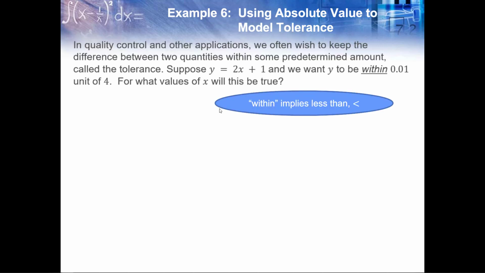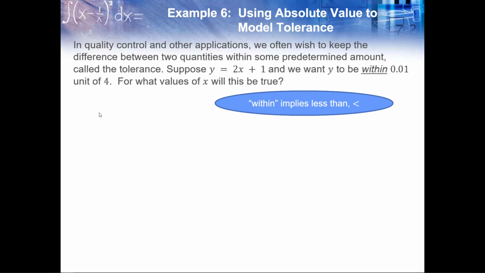Okay, so this right here is an application which you will encounter in your homework. In quality control and other applications, we wish to keep the difference between two quantities within some predetermined amount. We call this the tolerance. We do this all the time in engineering drawings and whatnot. So suppose that we have this relationship, y is equal to 2x plus 1, and we want y to be within 0.01 unit of 4. For what values of x will this be true? Well, remember, within implies less than.